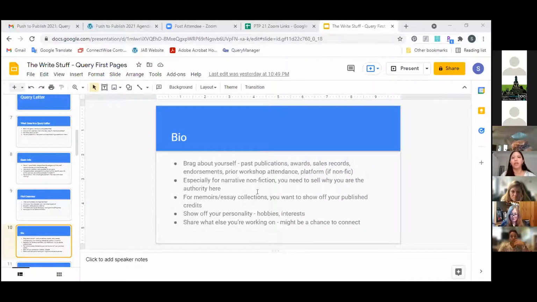If you were previously published or self-published, share your sales records, so long as they are impressive. 300 sales in a year, that's not that much. 3,000 sales in a year, that's something to brag about, because that shows that you were able to sell something on your own.